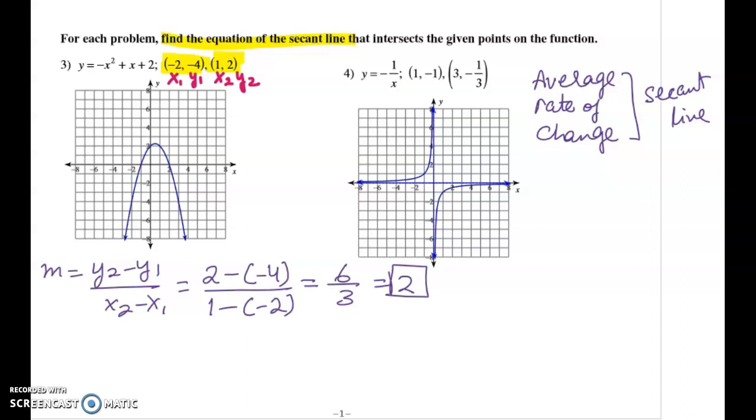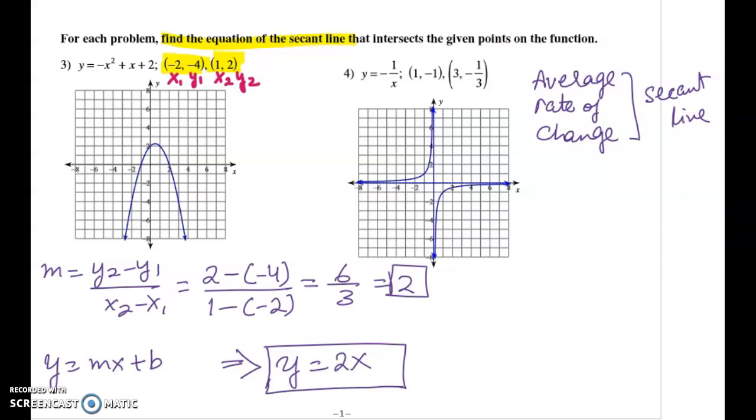Now I need to write the equation of a line. I can use y equals mx plus b in this case. Let's try. Because if you look at the graph right here, when x is 0, b is 0, that's what we are looking for here. So my equation would be y equals 2x. I solved question number 3 for you. Give it a try with question number 4.